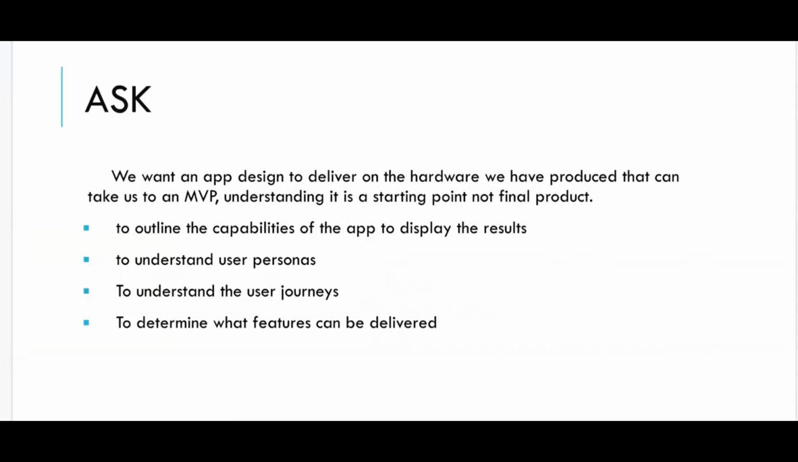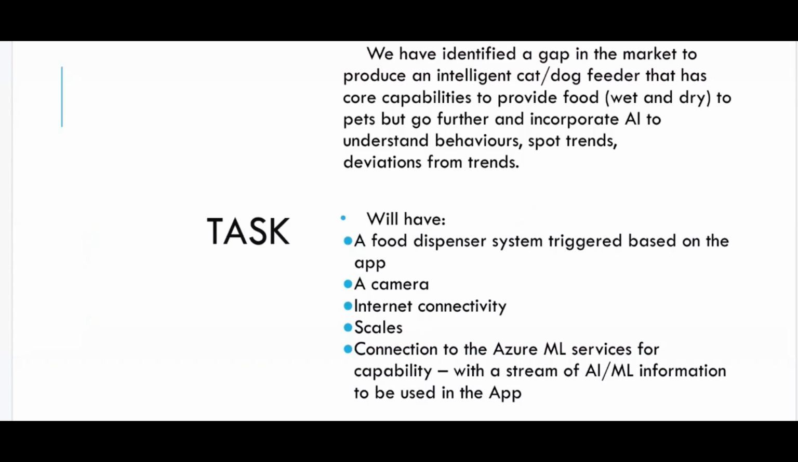So the ask really is, we want an app designed to deliver on the hardware we have produced that can take us to an MVP, understanding it is a starting point, not a final product. To outline the capabilities of the app to display the results, to understand user personas, to understand the user's journey or user journeys, to determine what features can be delivered. So the task and the ask.